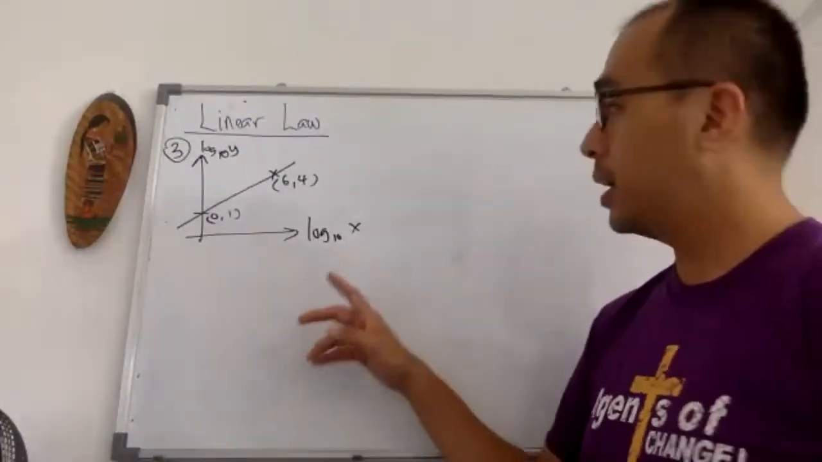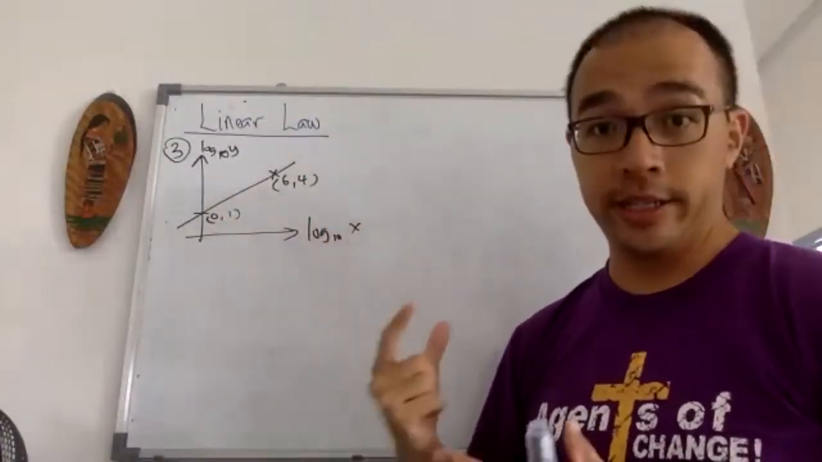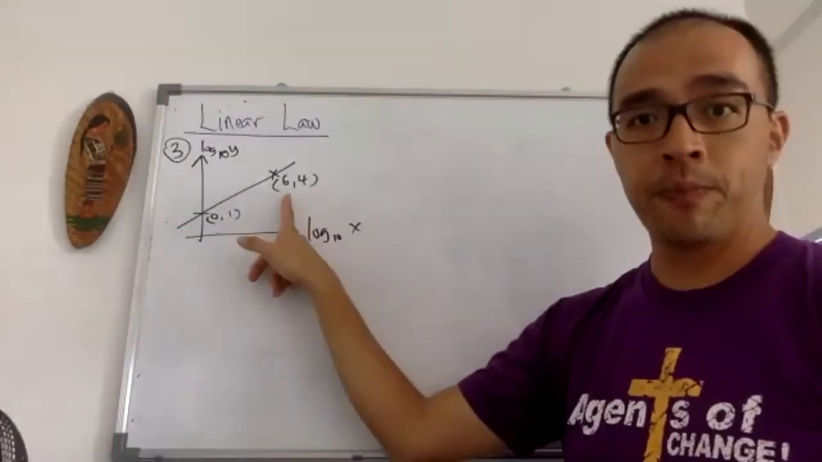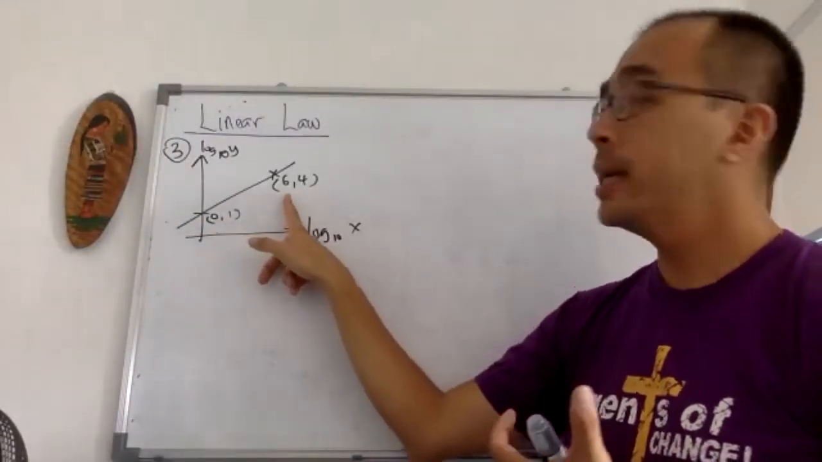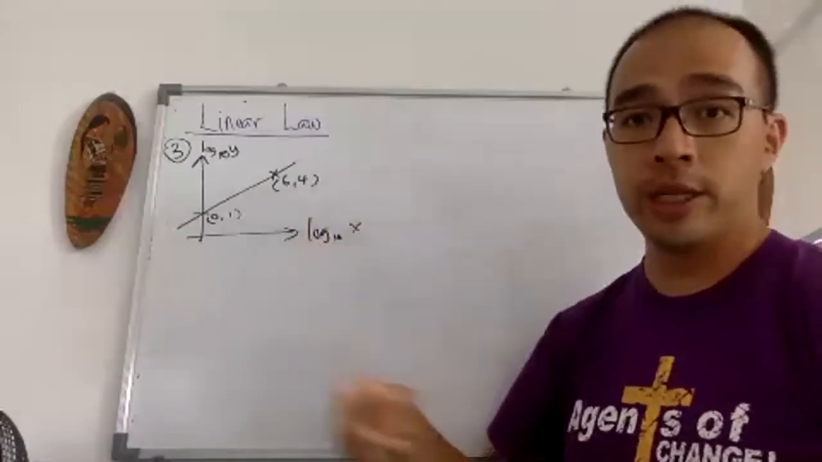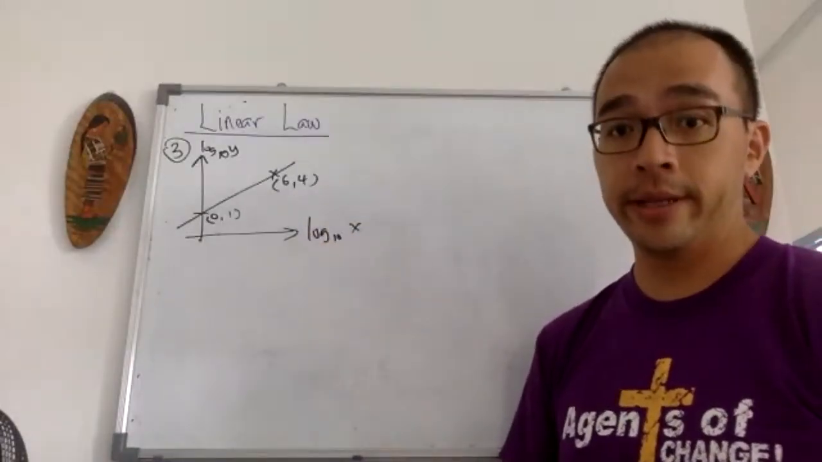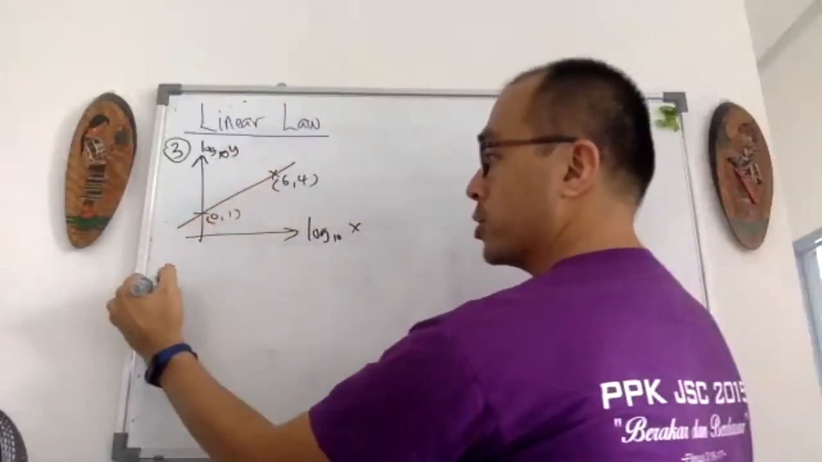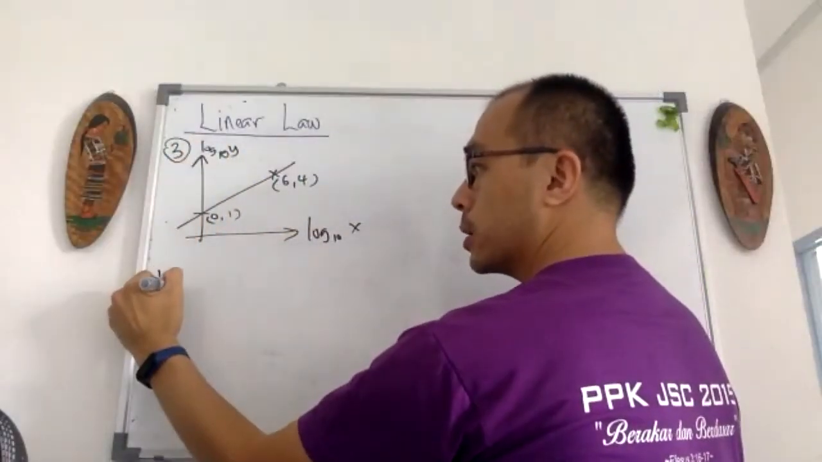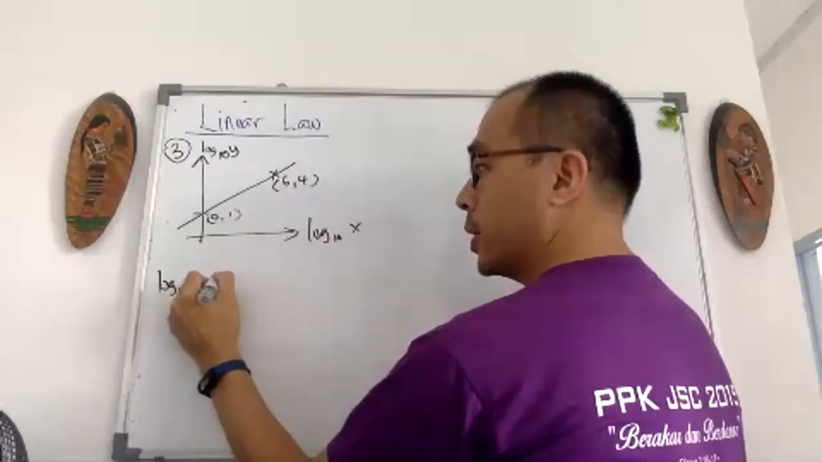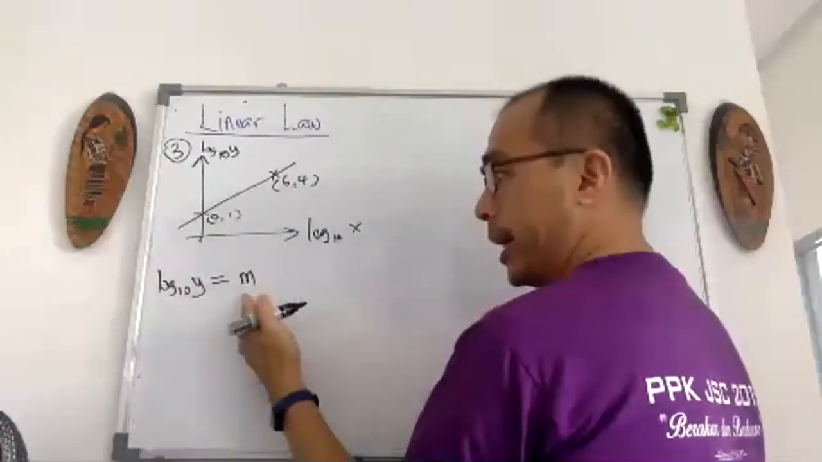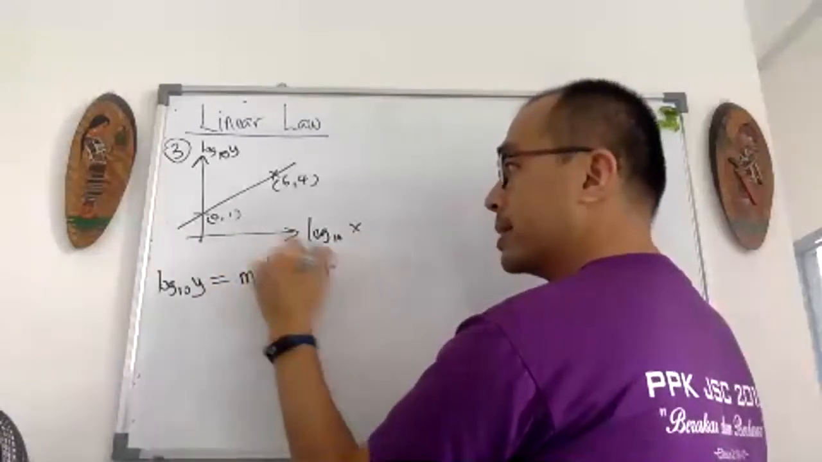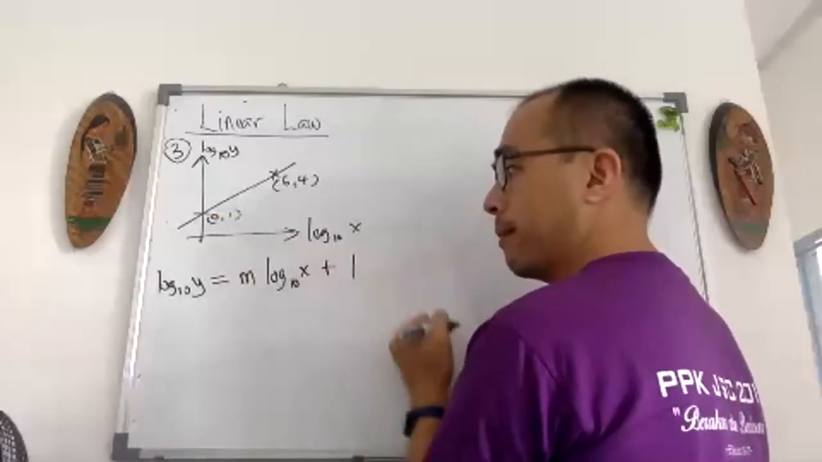Okay, so if you notice so far, all our questions will always give you the y-intercept and another point. The reason why they give you another point is so that you can find the gradient. So let me put it back into our actual y-axis: log 10y equals, I don't know what my gradient is yet, don't worry, my x-axis is log 10x plus my y-intercept is 1.